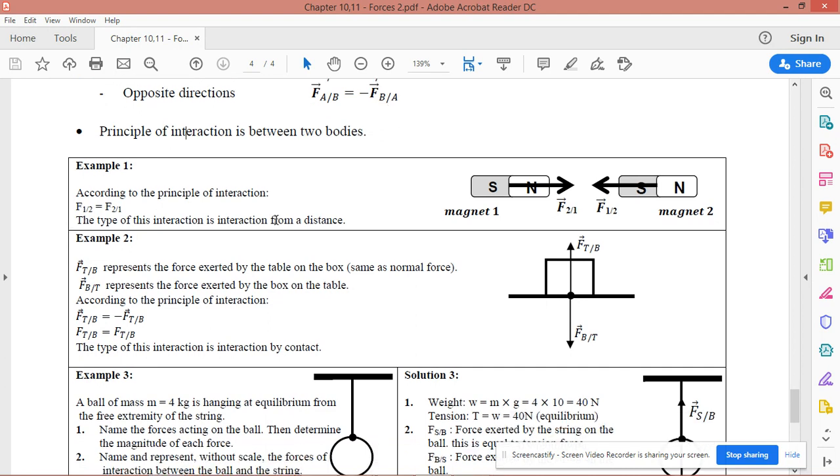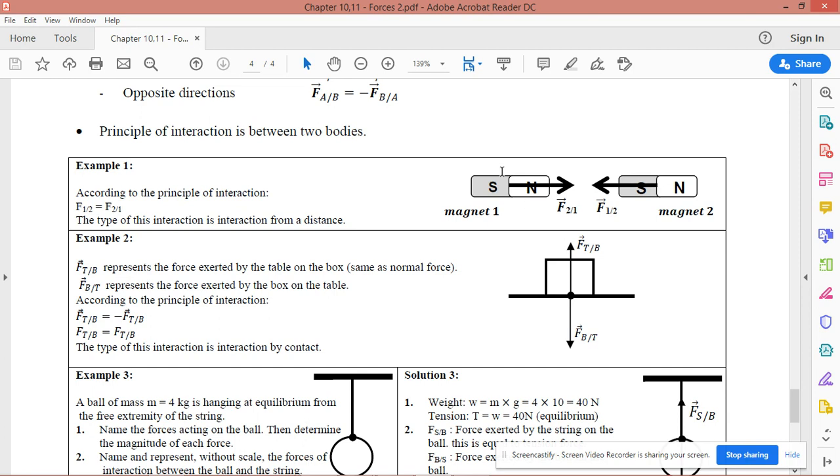Okay, now simple examples. When you have the two magnets attracting, since N is facing S, the two forces F2 over 1 and F1 over 2 have the same magnitude. Okay, same magnitude. Notice here, this magnet is 1. The force is F2 over 1, since this force is exerted by 2 on 1, it's pulling it towards it.